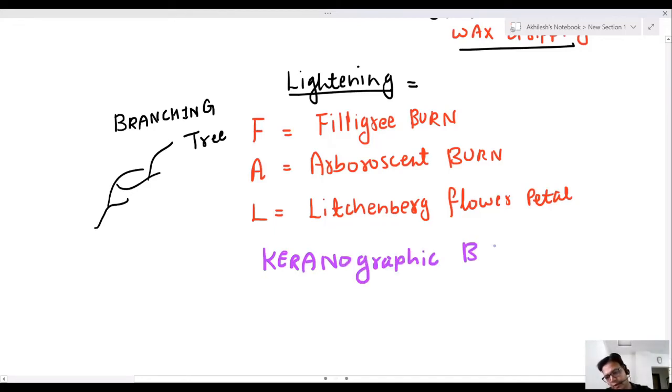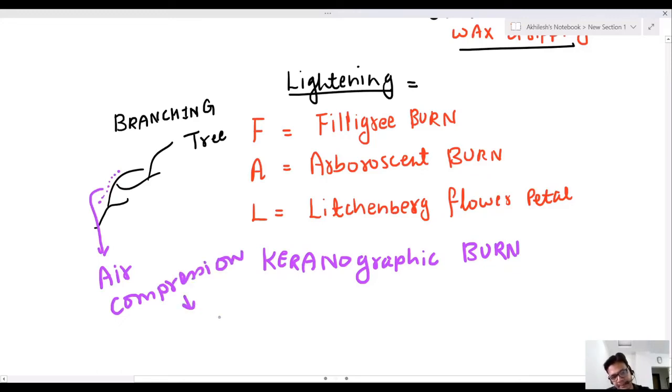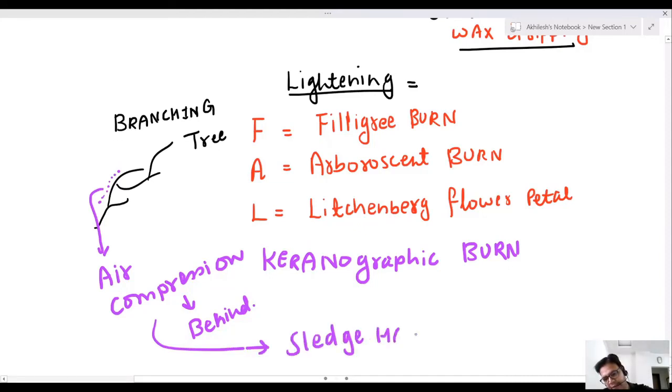It is also known as keranographic burn. This is the branching tree pattern. Air compression is seen behind the burn, not in front. Air compression is seen behind the current. This effect is known as sledgehammer effect.